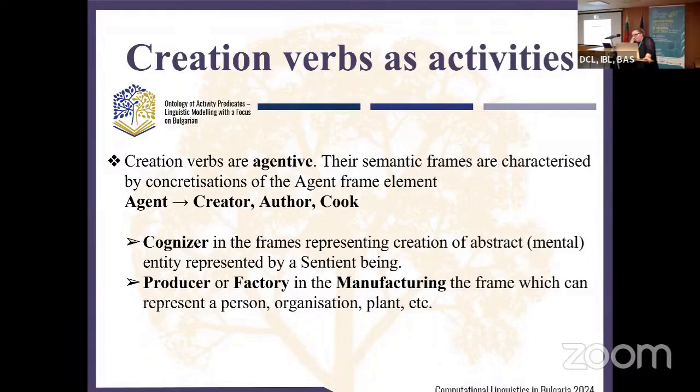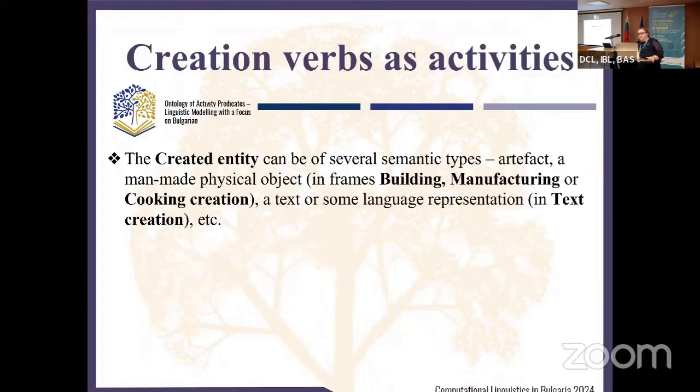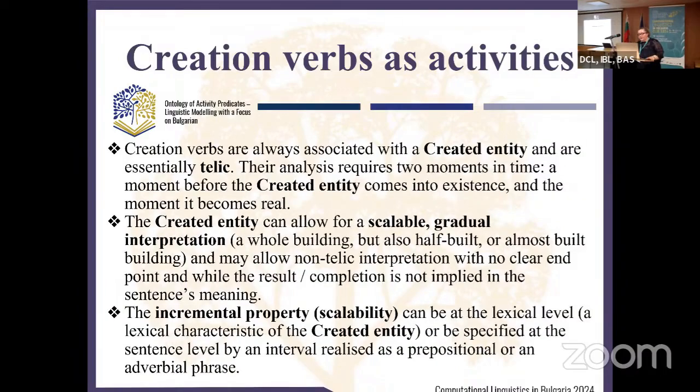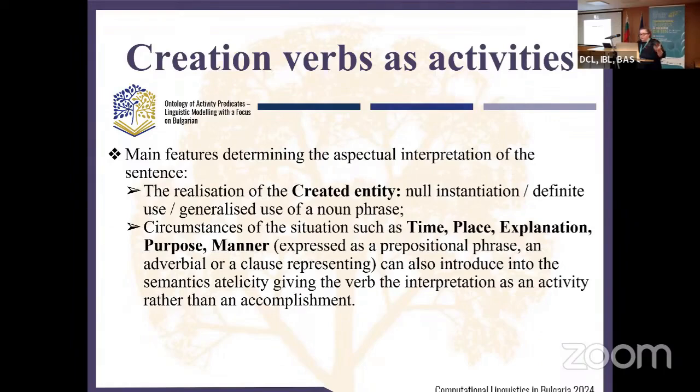So, some semantic features that were generalized from the analysis. Creation verbs contain an agent, which can be realized as a creator, author, cook, in some frames producer, or factory, and so on. The created entity can also have different semantic types. What is specific for creation verbs is that they always have a created entity, and in that sense they imply some sort of telicity. So what was interesting was to see the cases where it's not exactly the case.